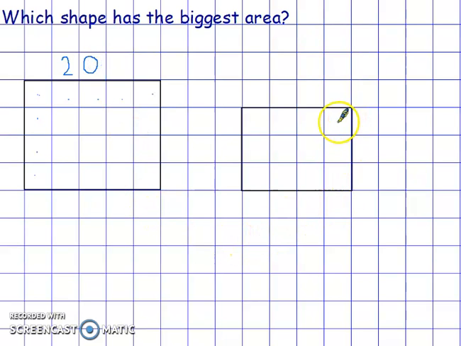Let's have a look at this one. 1, 2, 3, 4 times 1, 2, 3. What's 4 times 3? 12. So this shape has an area of 12 squares. Which one has the biggest area? Definitely this one, because it's got 20. Even though it looks bigger, I would advise you always to try and count the squares if you've got them. If the question doesn't have squares in, you can make a guess by looking at the size of the shape.